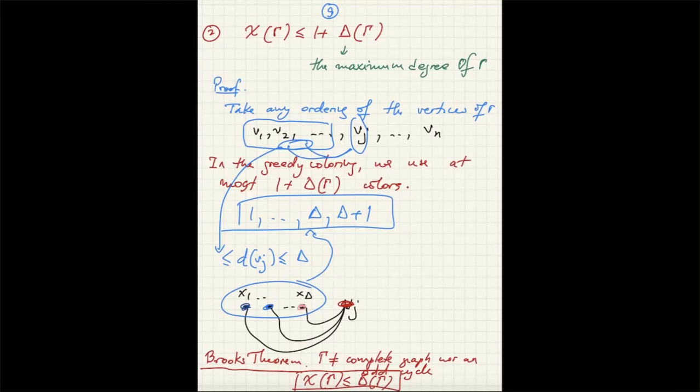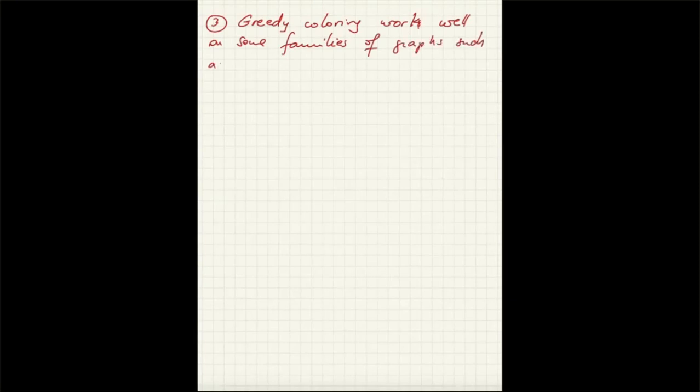Now, this greedy coloring that we used for our upper bound can be useful, and I'll give you an example of a family of graphs in which this is quite useful, and that's a family of graphs called interval graphs. So greedy coloring works well on some families of graphs, such as interval graphs.